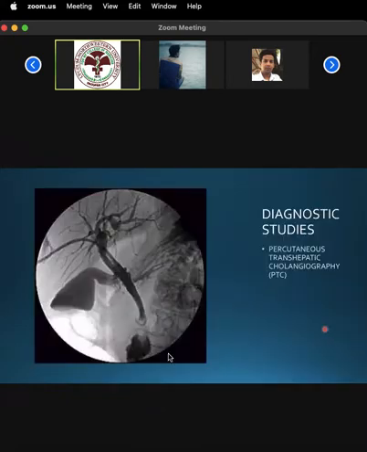Now, more invasive diagnostic procedures include your PTC or percutaneous transhepatic cholangiography. We do this under the guidance of fluoroscopy, and it clearly defines the biliary tree anatomy as you would look at the picture. Okay, it is useful in patients with bile duct strictures, in patients with tumors, and in patients with suspected hepatic duct injuries or biliary tract injuries.